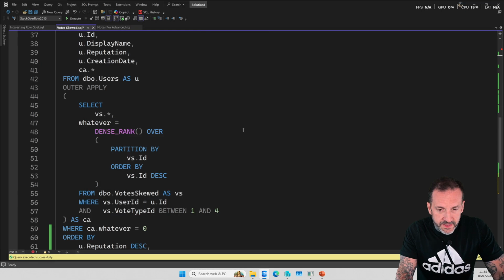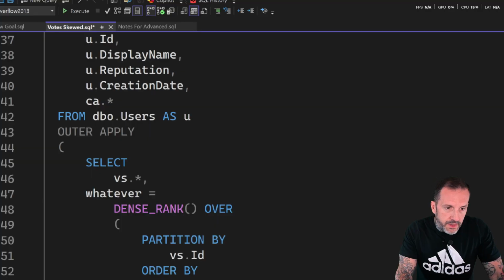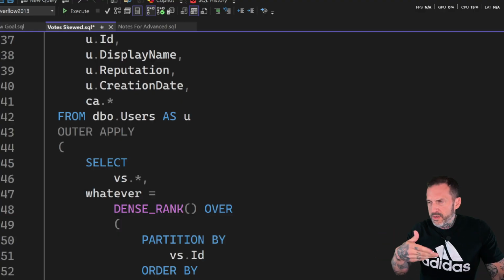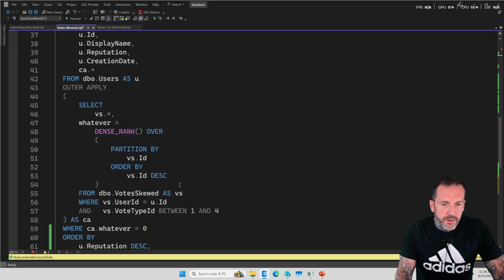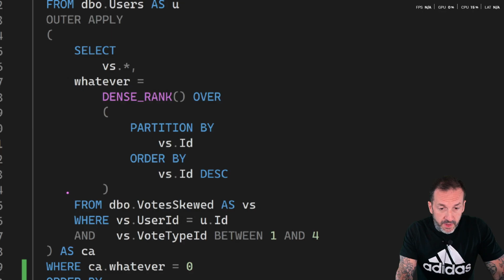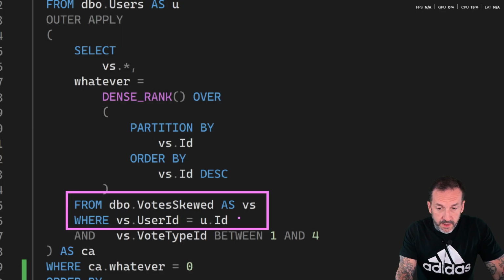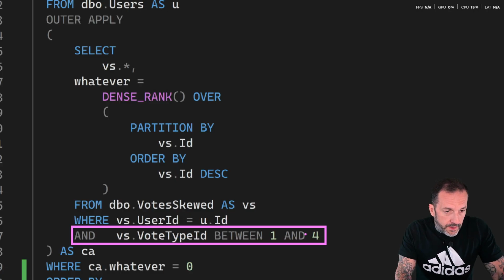And what this query does is it selects from the users table, right? Because the users table is kind of where most queries start. You want to figure out what user stuff belongs to, who did what, and then we are going to outer apply this votes skewed table down here, correlated on that newly populated user ID column, and then we are saying where vote type ID is between 1 and 4.